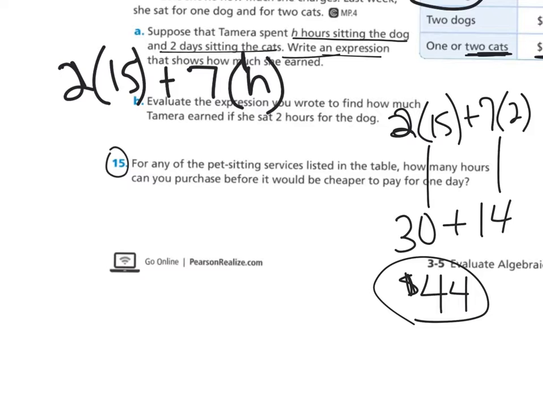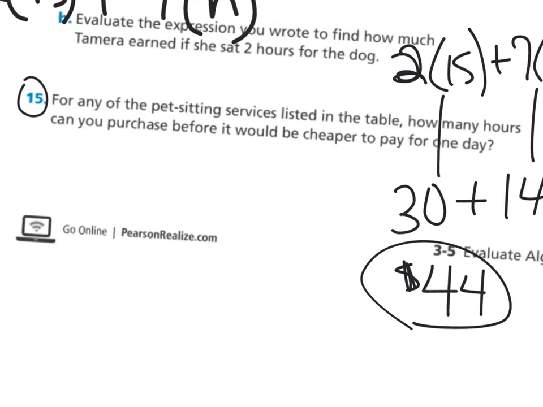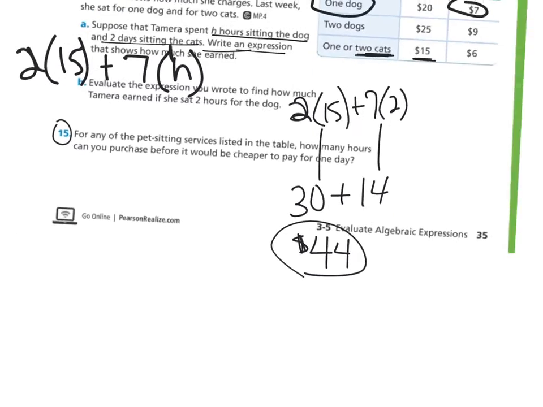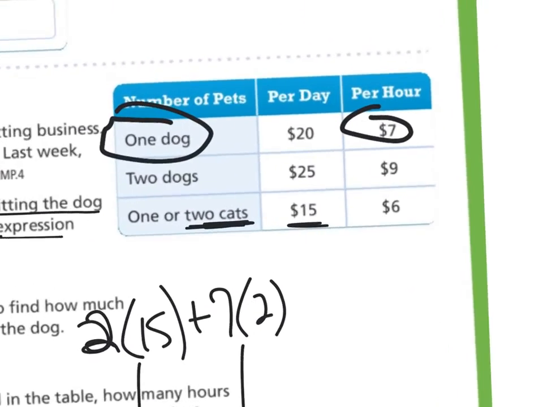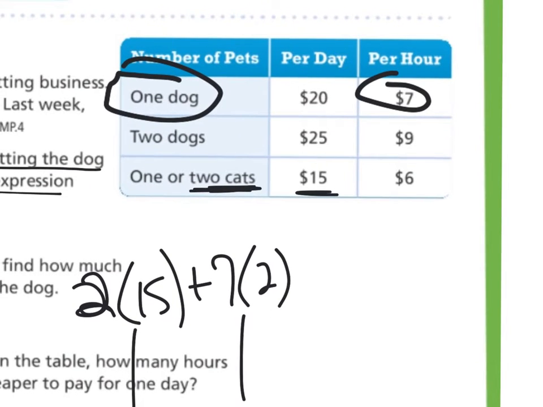Number 15, it asks for any of the pet sitting services listed in the table. How many hours can you purchase before it would be cheaper to pay for 1 day? So in other words, I'm really going for this many hours, but it'd be better just to pay somebody for the day instead of that. Well, we can look at this. For the dog, it was $7 an hour. 2 hours then would cost, we just figured, $14. 3 hours would cost $21.